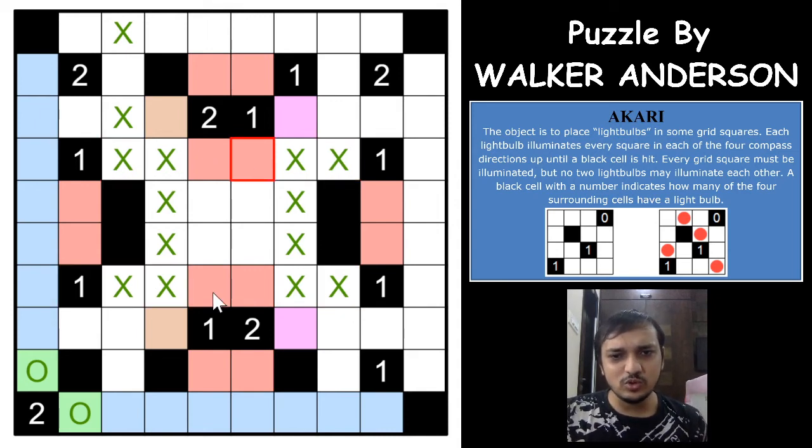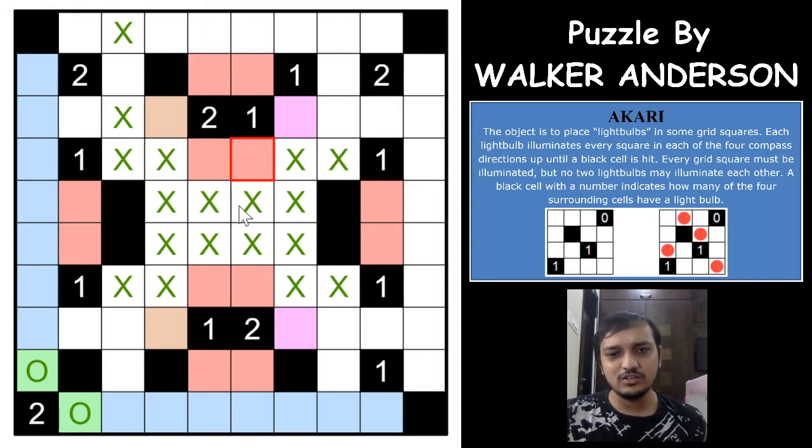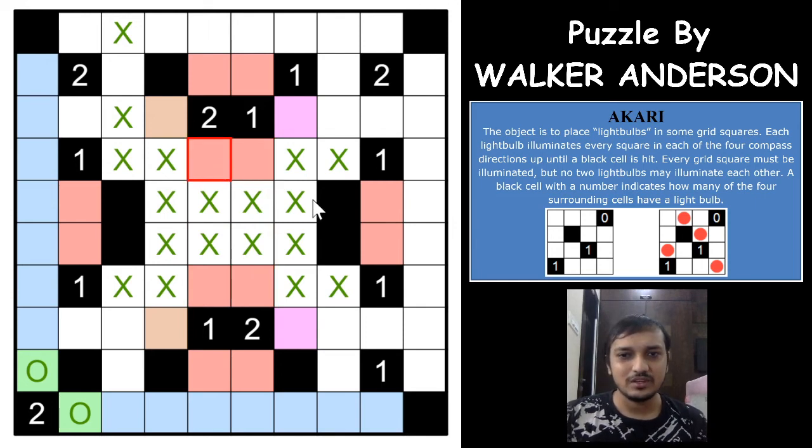Same way for these two and these two. So if you have a light bulb here, you will have one here, and if you have one here, you will have one here, which means that all these 4 cells will be illuminated by the light bulbs in these 2 areas, right? Excellent logic here. So we are not sure of these areas as well, right?